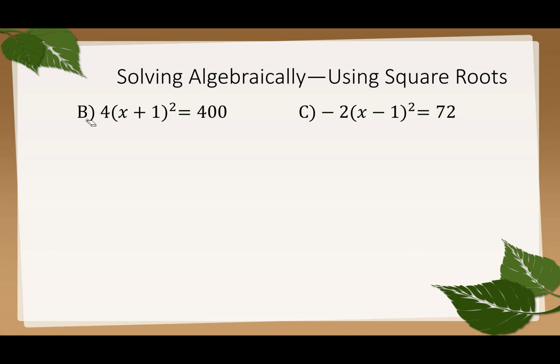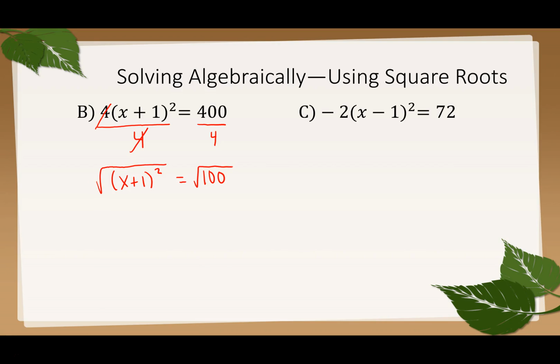What you're going to do instead is say I want to divide by 4. Because look what's happening here. My 4 cancels with my 4. And I'm just left with x plus 1 squared is equal to 100. Okay, now in a situation like this, the whole thing is being squared, so I have to square root everything.